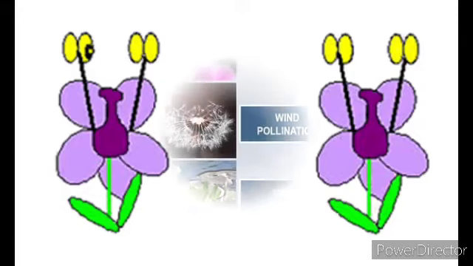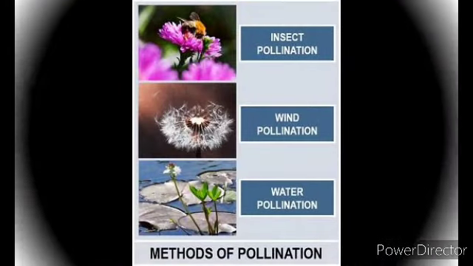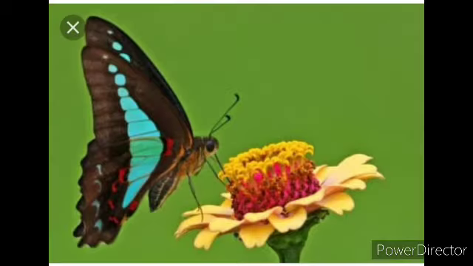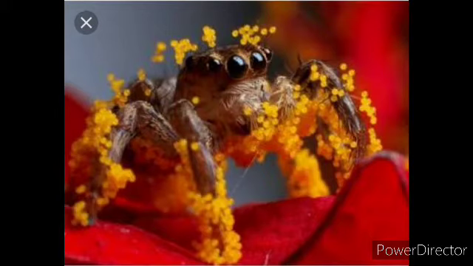There are a few agents for cross-pollination, and these agents include insects, wind, or water. When insects help in pollination, such kind of pollination is called insect pollination. A few insects which help in insect pollination are as follows: butterflies, bees, and other insects.